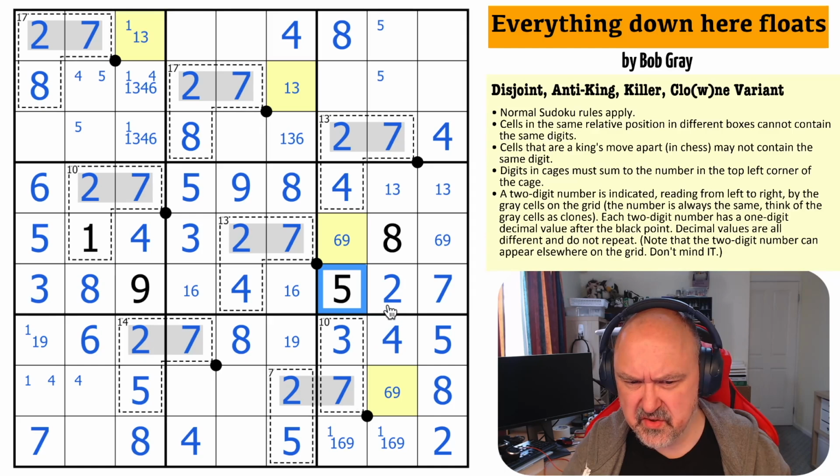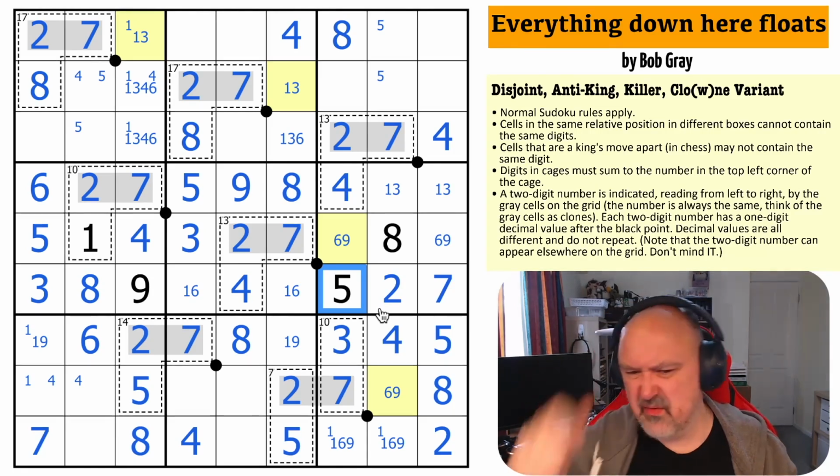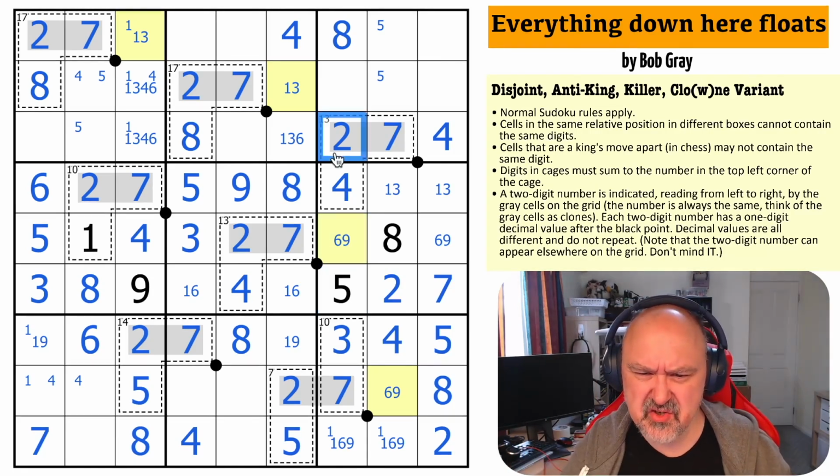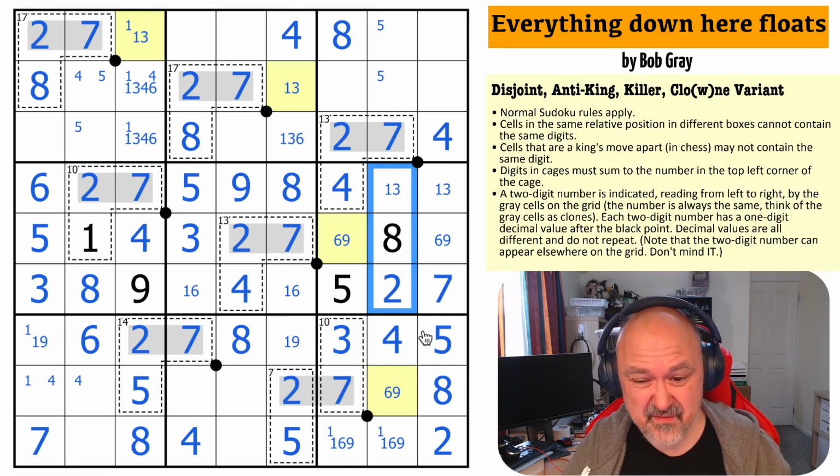Back to not being sure where to look. I'm assuming it's a disjoint or an anti-king thing. There's like four different levels of scanning in this. Disjoint on its own can be fun. Anti-king on its own can be fun. Combining them, and then adding this extra disjoint. Yeah, I'll admit this is not the sort of puzzle I find fun.